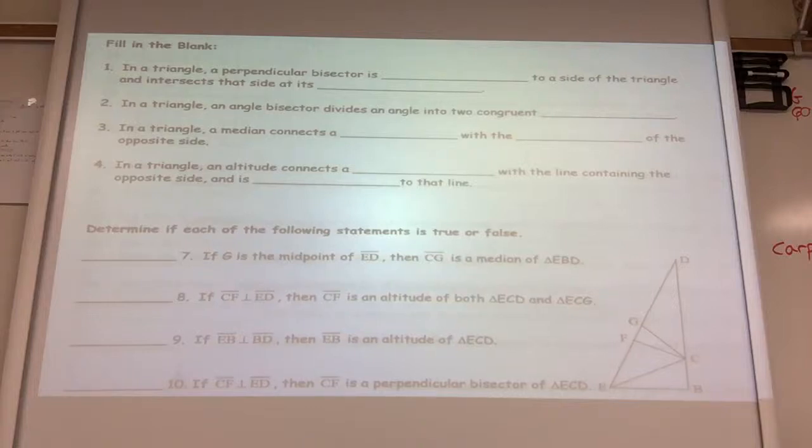All right, so starting with number 1, it just says, in a triangle, a perpendicular bisector is, so you need to know what a perpendicular bisector is. You need to be able to close your eyes and imagine it, right? It's the thing that cuts through a side exactly in half, and it cuts it in half at a perpendicular angle. That's all you need to know to answer this question.